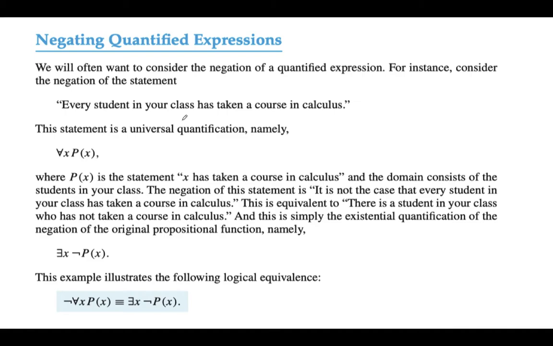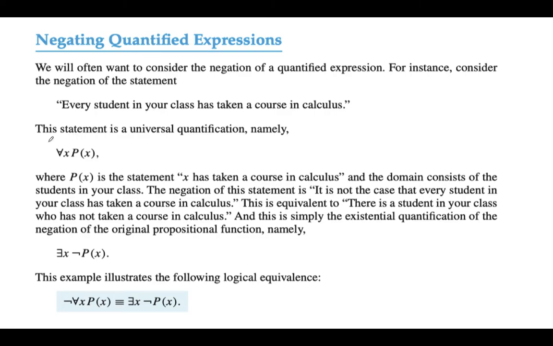Yes, this is right. At least one student in your class has not taken the course in calculus. This is also right. Because the statement is every student in your class has taken a course in calculus, and the negation of this is that there is a student, or at least one student, for some student x, who has not taken a course in calculus.